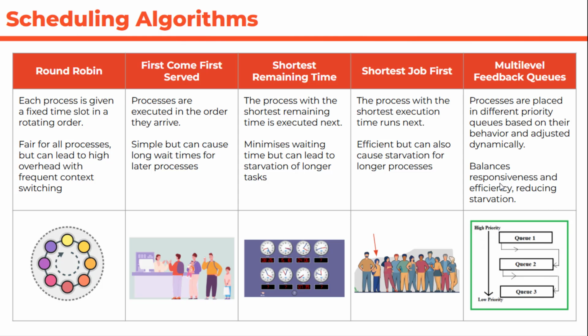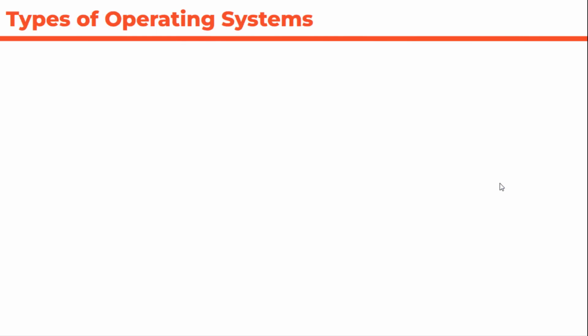And remember, in a queue, it's first come, first served. So if you're at the front of the queue, you're going to get served first. So there are 5 scheduling algorithms that we need to be aware of for our exams. And now we move on to the different types of operating systems.